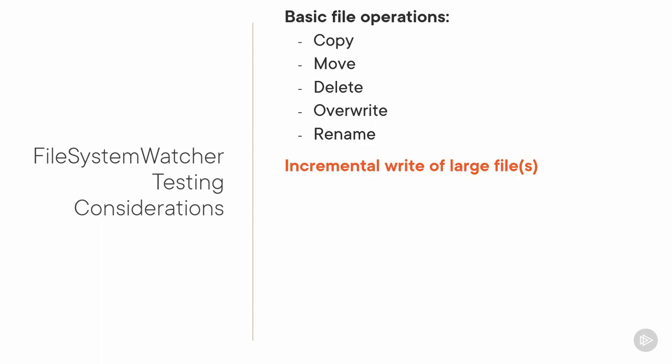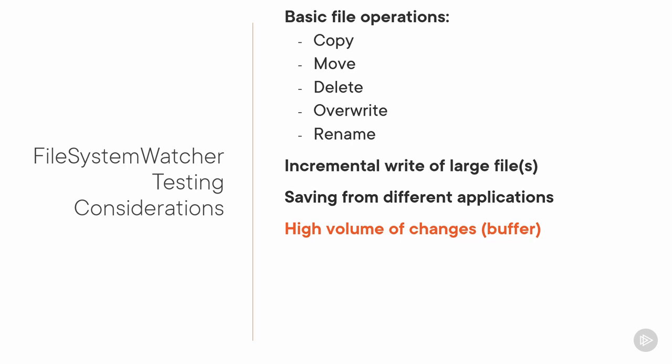You may also want to check what happens when you incrementally write large files to the watched directory, and if it's one of the supported scenarios in your application, check what happens when you save the files from different types of applications into the watched directory. You may also want to simulate a high volume of changes just to check that the buffer doesn't overflow, and if it makes sense for your application, check that files are only processed once.